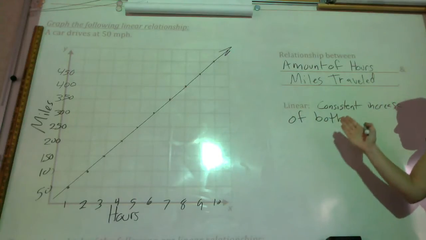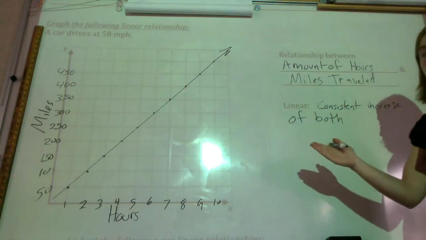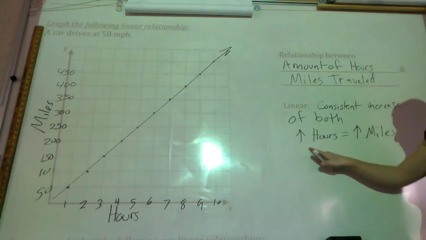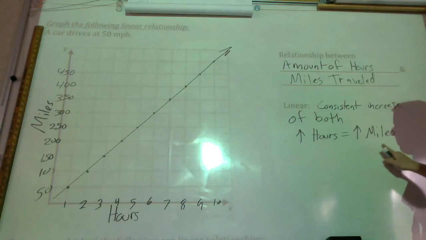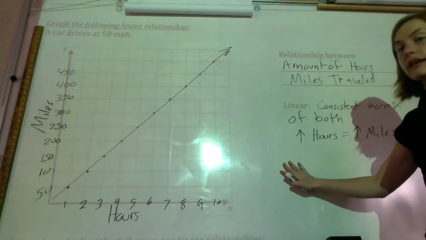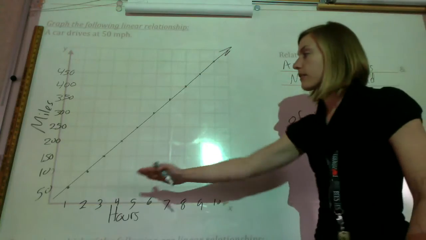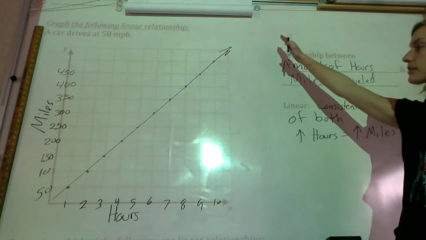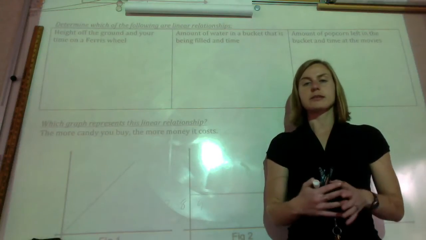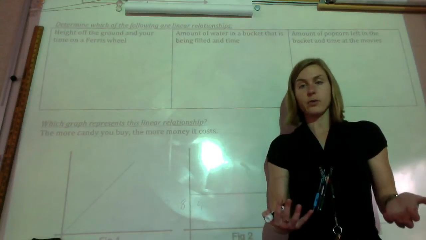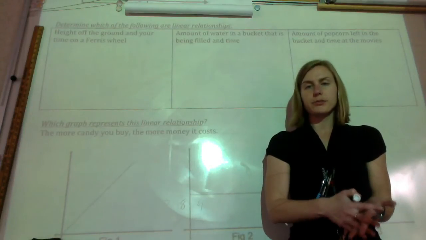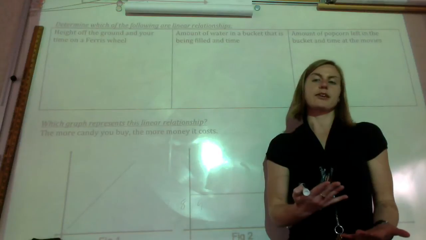Now, the reason this is linear is because they're always going to correspond together and go up consistently. They're both consistently going up. If one goes up, the other's going to go up. So if I'm talking about more hours, we're going to have more miles traveled. Or if I'm talking about less hours traveled, we're going to have less miles. So that's why we have a positive slope that is linear. So we can see that graphing linear relationships is nothing new. It's just graphing that equation and graphing that situation. We've done that before. But how do we determine if a situation is a linear relationship?